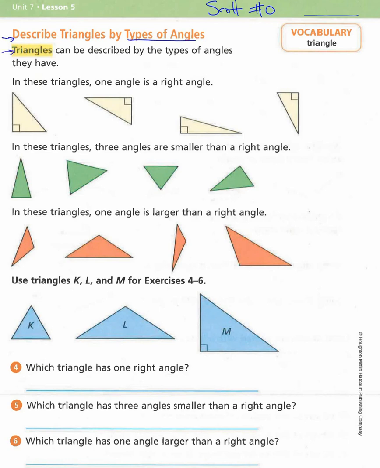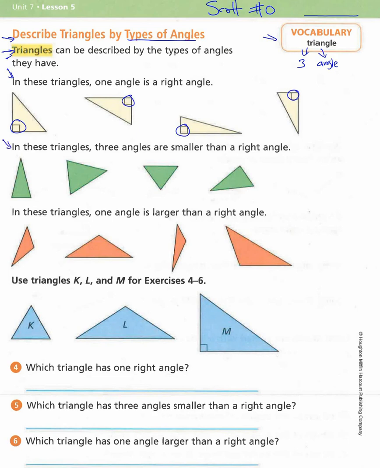And it says right here that triangles can be described by the types of angles they have. You see this word triangles is highlighted. That's our vocabulary word here. Triangles, you guys know that tri means three, right? And then angle just means angle. So tri is Latin or Greek for three, and then we have angles. So inside a triangle, we have three angles. And in these triangles, we can see that one angle is a right angle because they give us that square in the corner where that angle is. So those are right angle triangles.